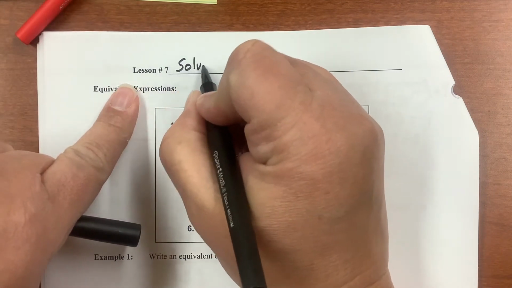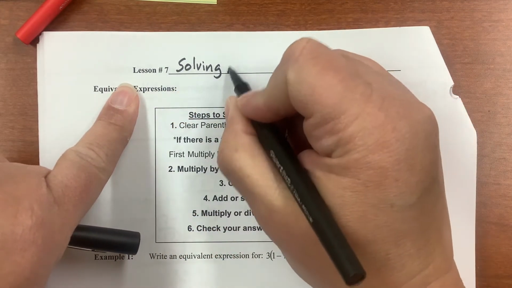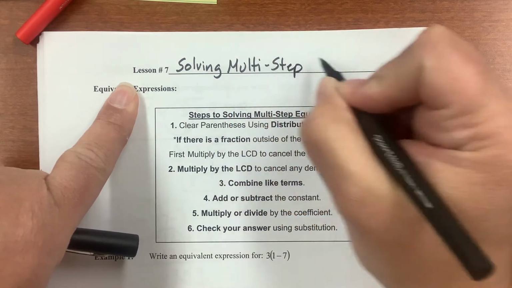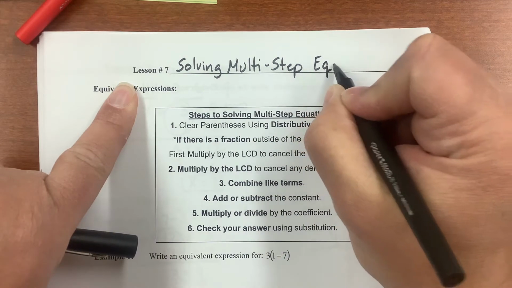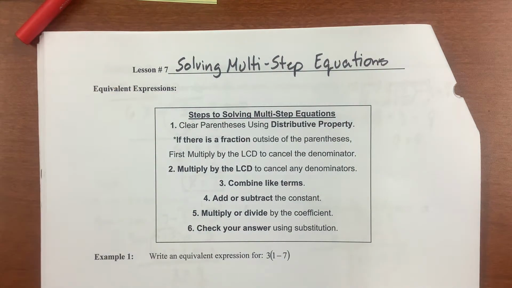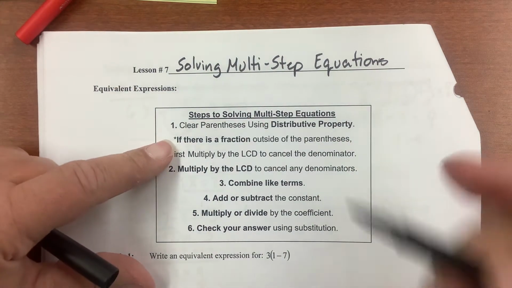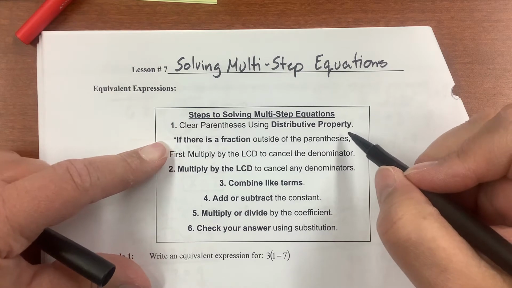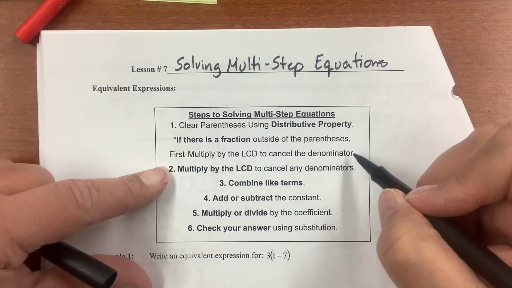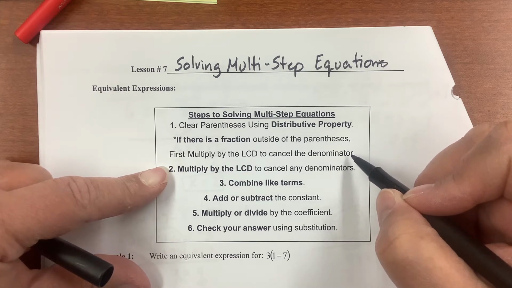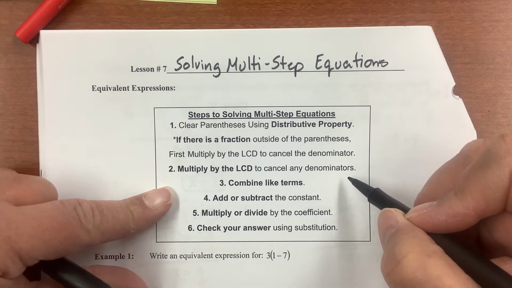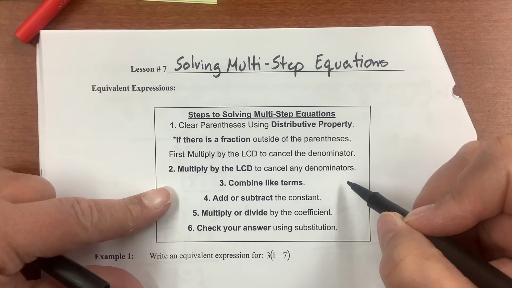Solving multi-step equations. And really, you just have to follow the steps. Number 1, clear parentheses using the distributive property. If there's a fraction outside of the parentheses, first multiply by the least common denominator to get rid of the denominator. Number 2, multiply the least common denominator to cancel any denominators.